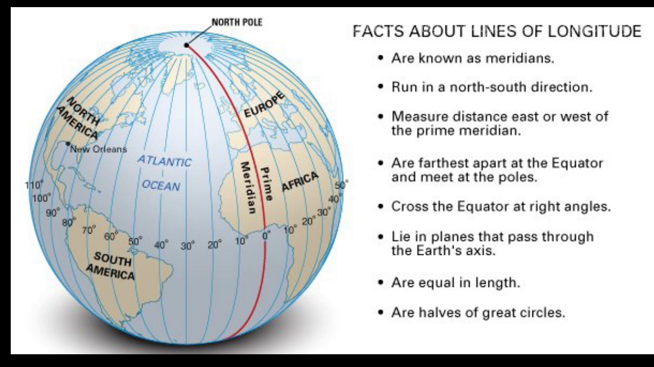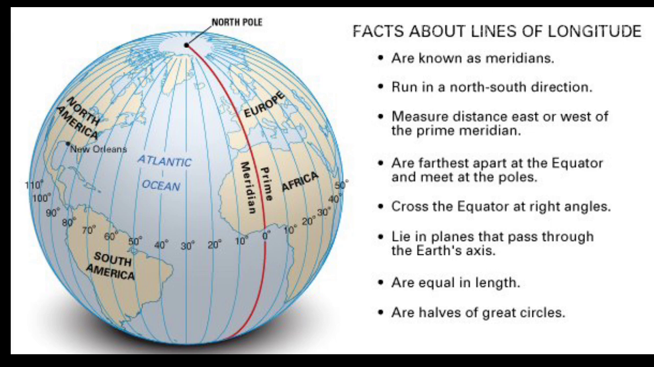Firstly, we fix the location of a certain place on the Earth's surface using both latitude and longitude. This is done with the help of a network of latitudes and longitudes, also known as the grid. The position of all the places on the surface of the earth are determined.